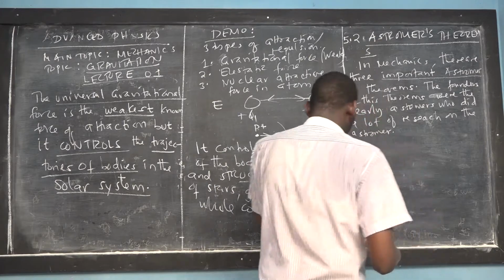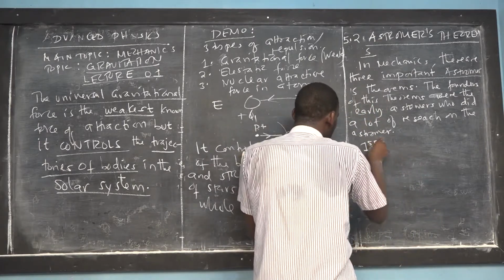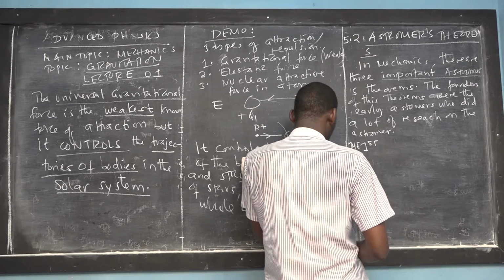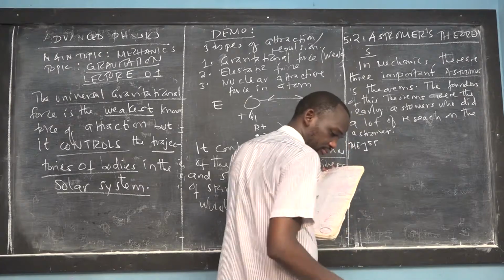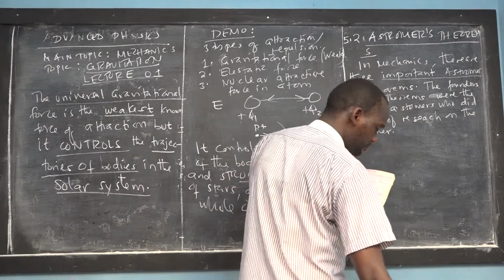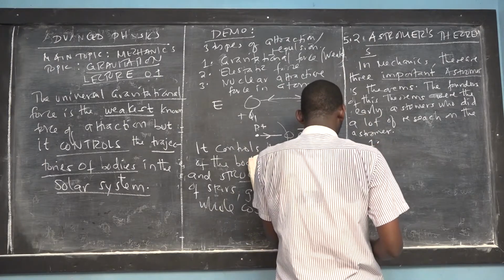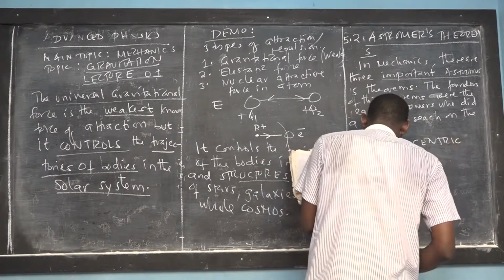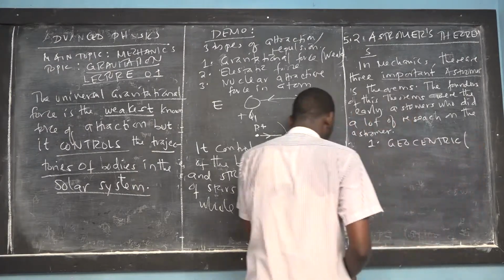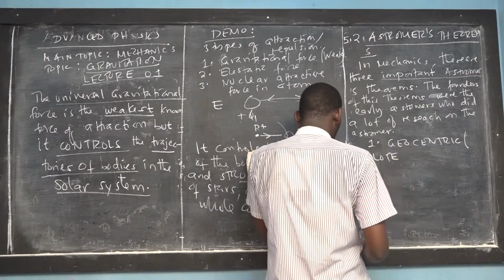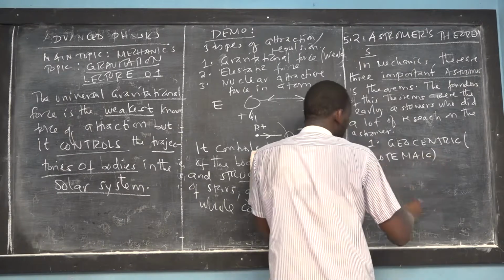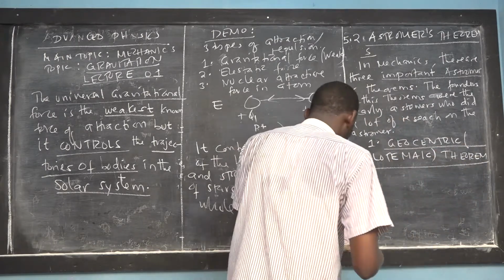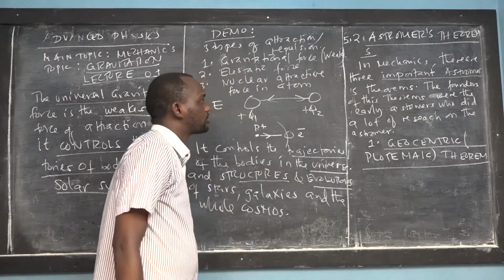The first astronomers' theorem is called the geocentric theorem. Say it with me, geocentric. Again, say geocentric, because if you pronounce it, you get it in your mind. Some of the references call it the Ptolemaic theorem. Geocentric or Ptolemaic theorem, this is one of the astronomers' theorems.